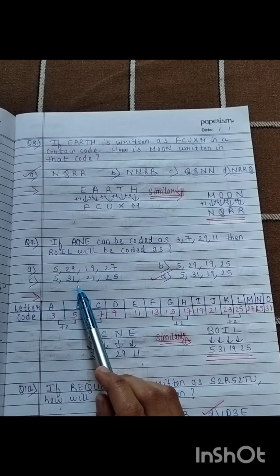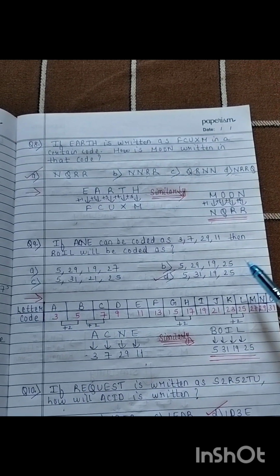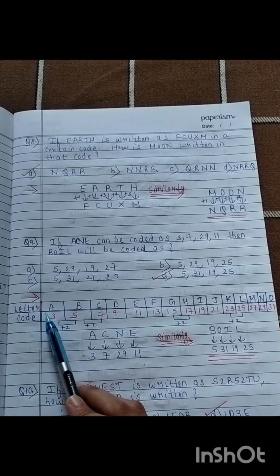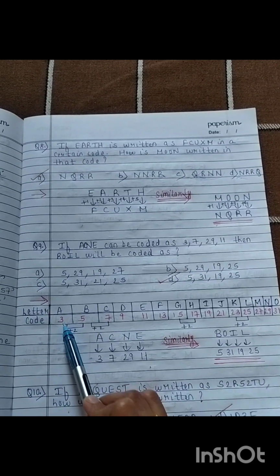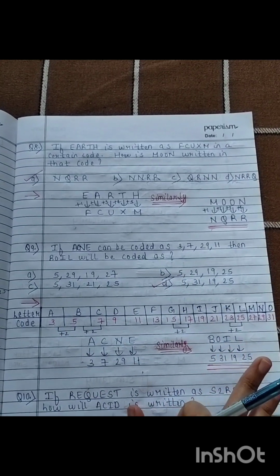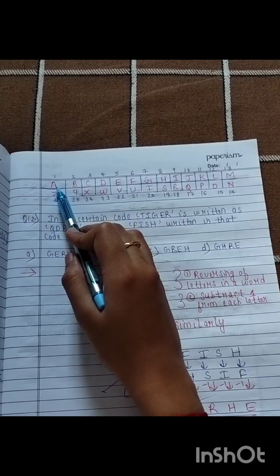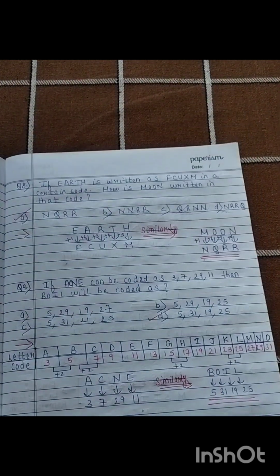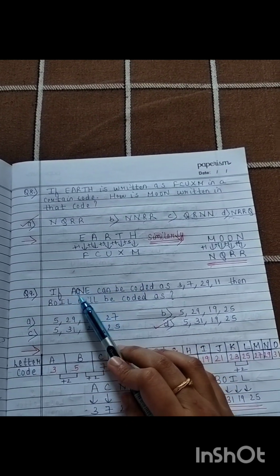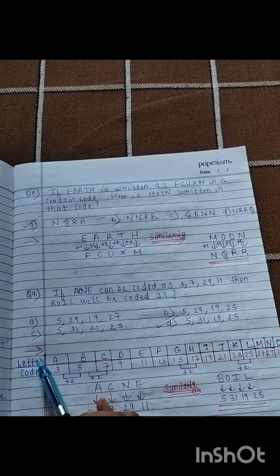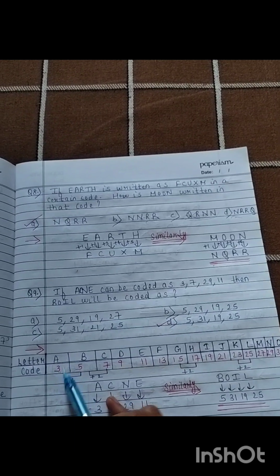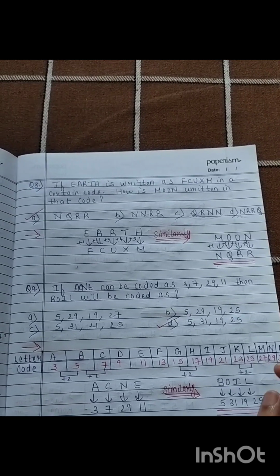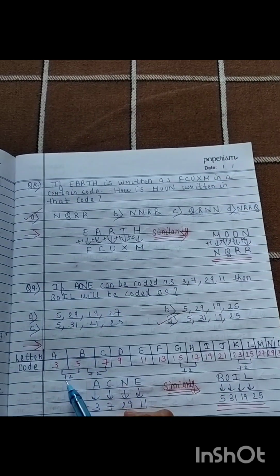So in this, what they have done is, for A, they have given the coded part as 3. Usually, if you see this chart, A's position is 1, correct? B's position is 2. But what they have said in this question is that A is coded as 3. So that means A's position is starting from 3. This is itself given in the question. So you should follow the question pattern itself. So A is coded as 3.